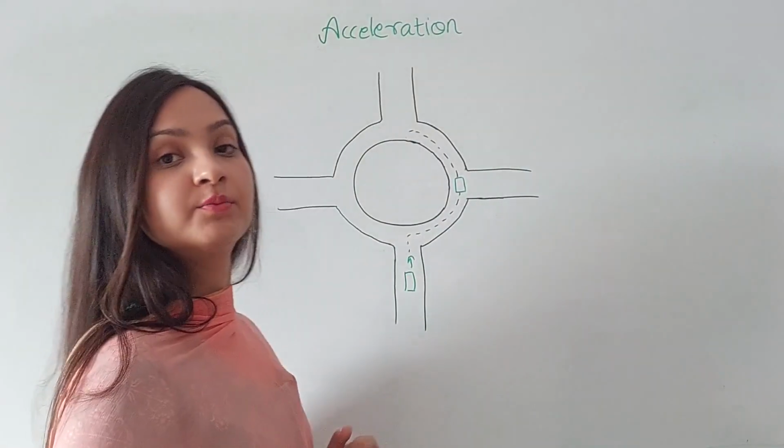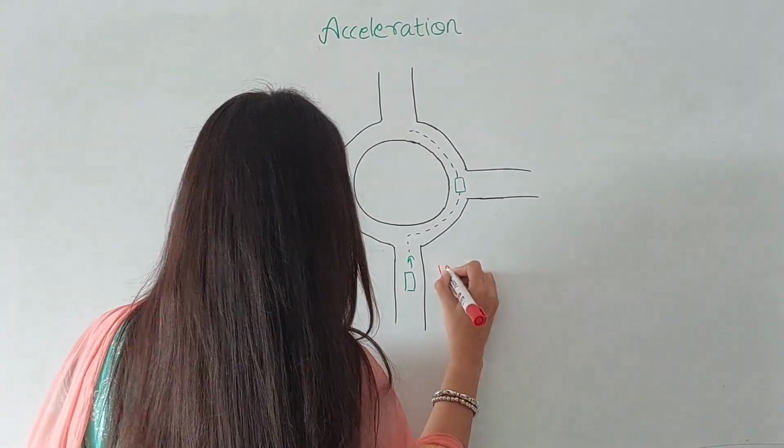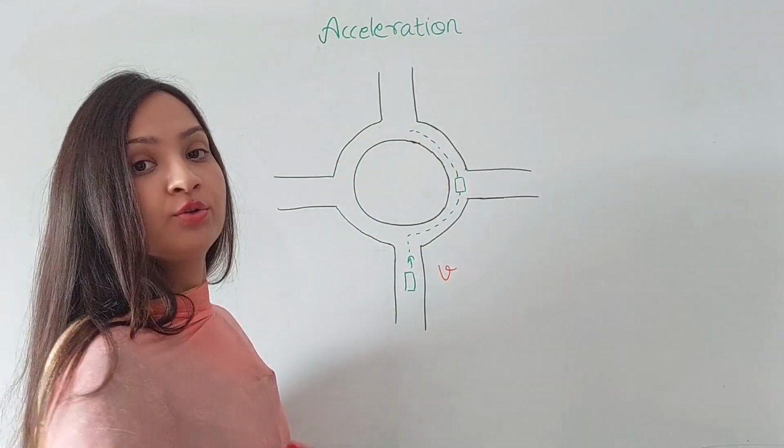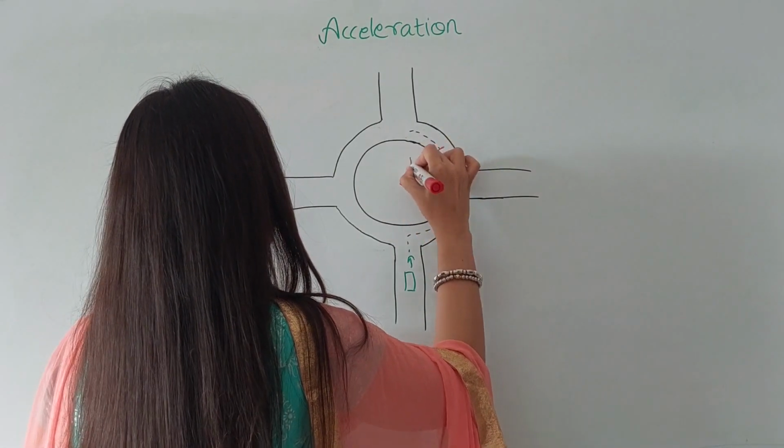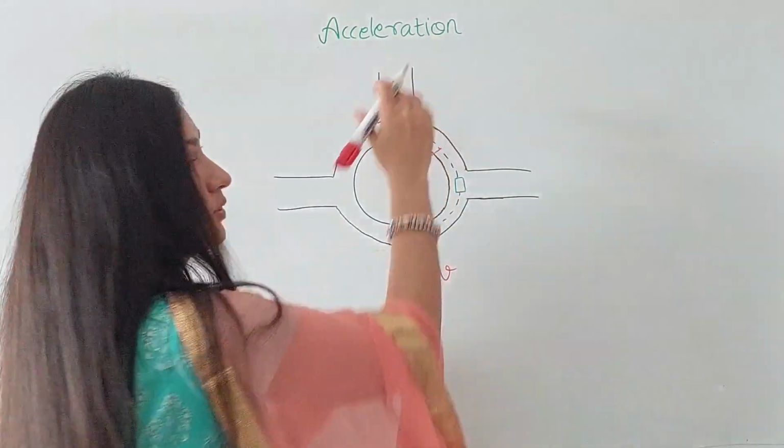Now your car is moving with a uniform speed of v and you see a roundabout. So you try to move around it in a circle of radius r. Can you tell me what will be the acceleration of your car?